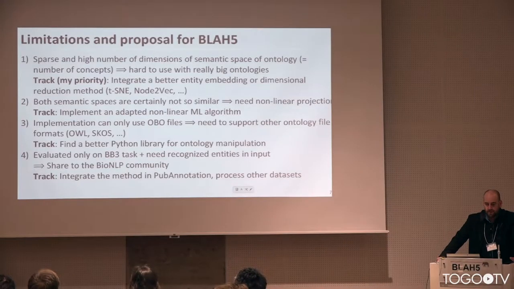So what are the current limitations of the method? The dimension of the ontological space is pretty high and sparse, because the vector size is equal to the number of concepts. So it is hard to use with really big ontologies. So for future work, my priority is to integrate better entity embeddings or to use a dimensionality reduction method to address this problem. Secondly, both semantic spaces are certainly not so similar, so I think we need to try to find a nonlinear projection.